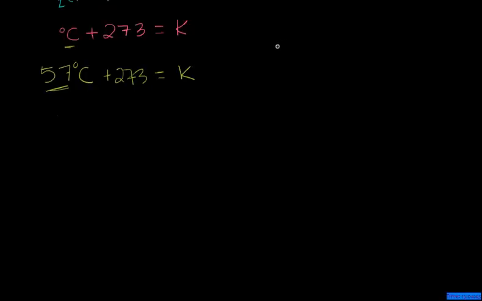So you can do this on your calculator. I'm just going to do it over here off to the side. 57 and 273. That's 10 and carry the 1. 7 and 5 is 12, plus 1 is 13, carry the 1. So 330 Kelvin. Kelvin is not measured in degrees, it's measured in kelvins. So the answer here is 330 kelvins.